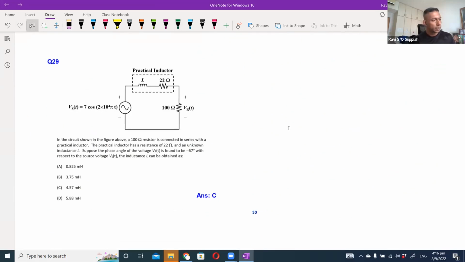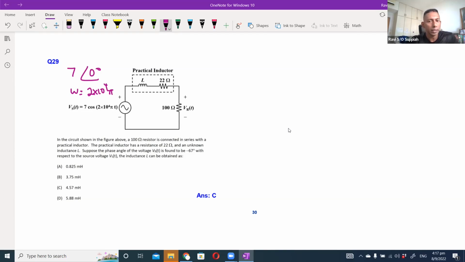Question 29 and 30 are almost the same, the only difference is the application in capacitor or inductor. In this case, you're supposed to find the inductance, given the phase angle. We know that this is the expression for the Vs. This is actually 7 angle 0 degrees, where omega is 2 pi f, so 2 times 10 to the power of 4 pi. That is your omega.